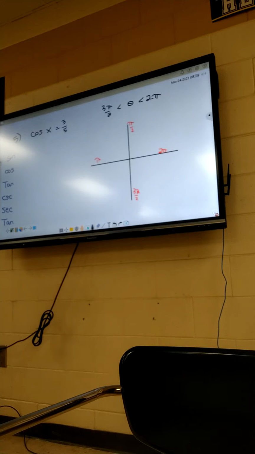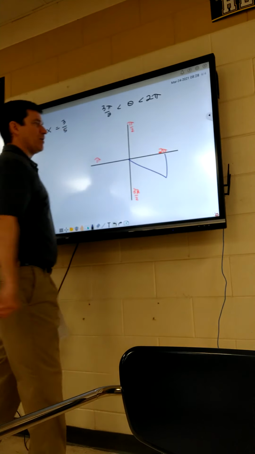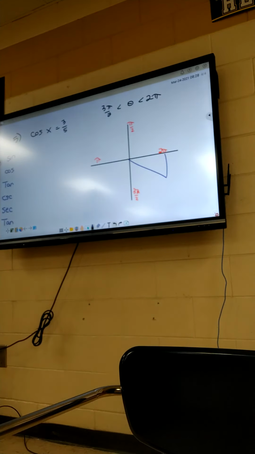All right, somebody help me. Where does the triangle go? Which quadrant? Just give me the quadrant. 1, 2, 3, or 4. Hope says 4. She's right. Does everybody understand how we got the triangle in that spot? If you don't, we need to talk about it.